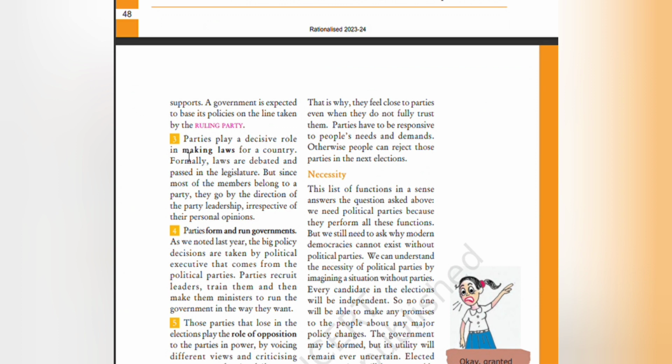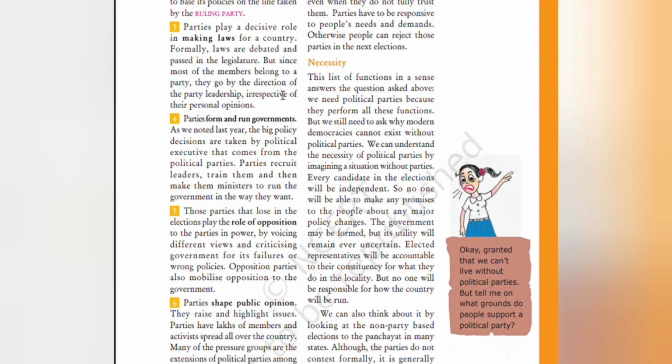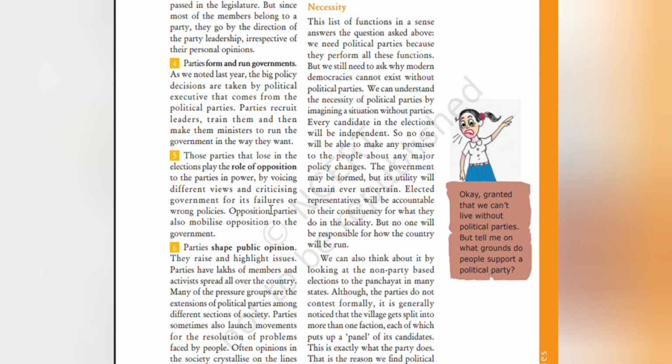Parties play a decisive role in making laws for a country. Formally, laws are debated and passed in the legislature. But since most of the members belong to a party, they go by the direction of their party leadership, irrespective of their personal opinion. Parties form and run governments. As we noted last year, the big policy decisions are taken by the political executive that comes from the political parties. Parties recruit leaders, train them, and then make them ministers to run the government in the way they want.